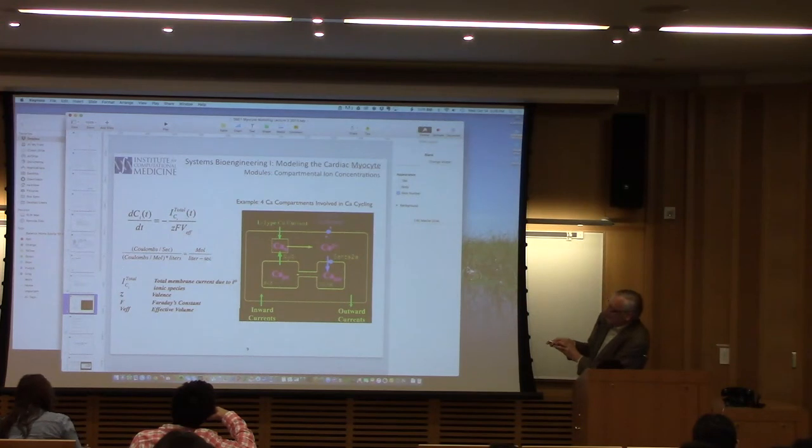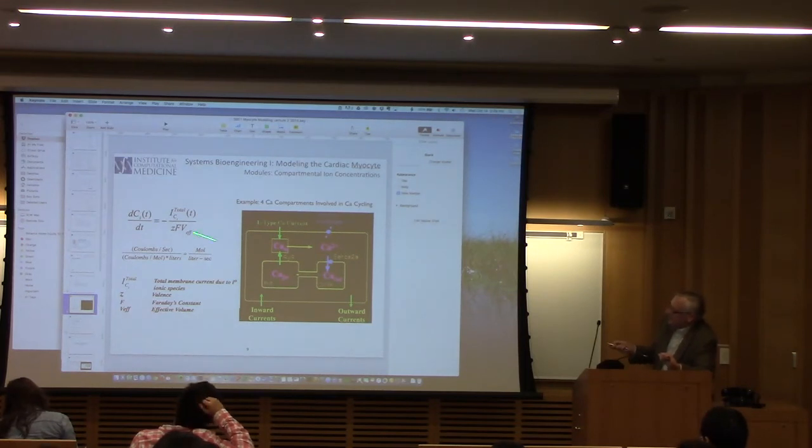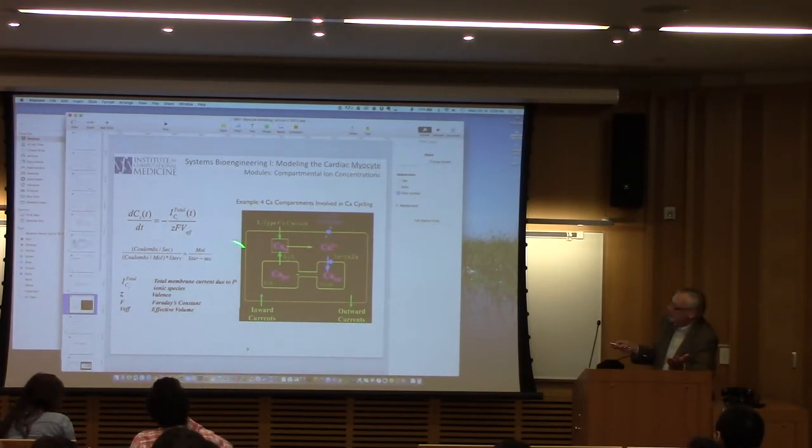And then we divide that quantity by these terms. Z is the valence, F is Faraday's constant, and V is the volume of the compartment. Now, this makes intuitive sense to me, because if you make the volume of a compartment smaller, a given inward current, or a given amount of charge moving into that compartment, is going to have a much larger effect on the rate at which concentration changes in that compartment.